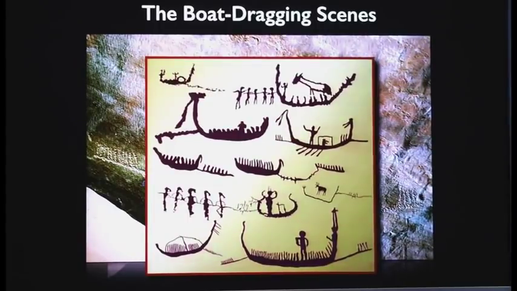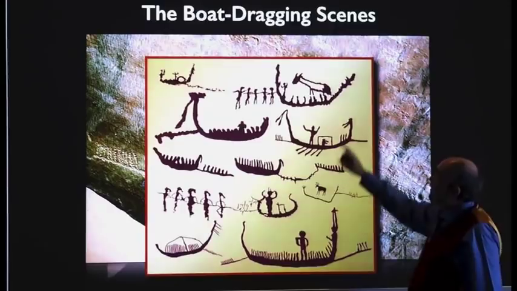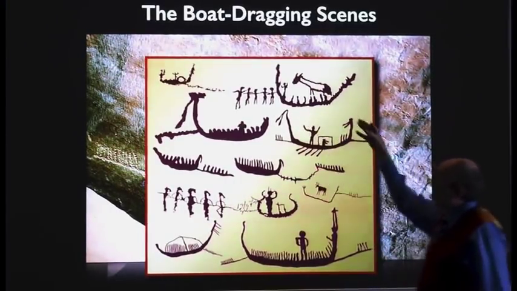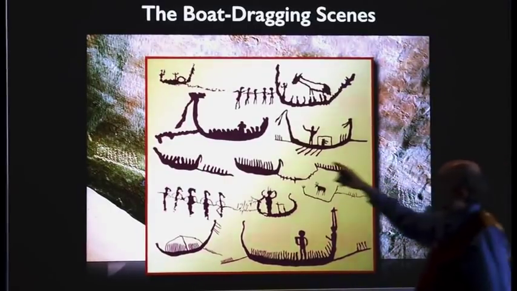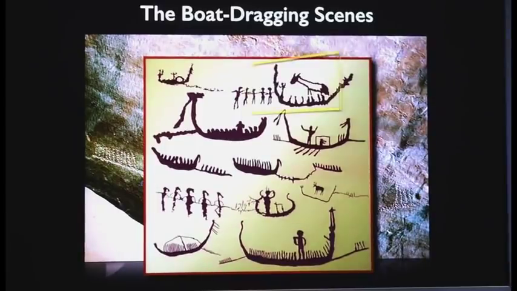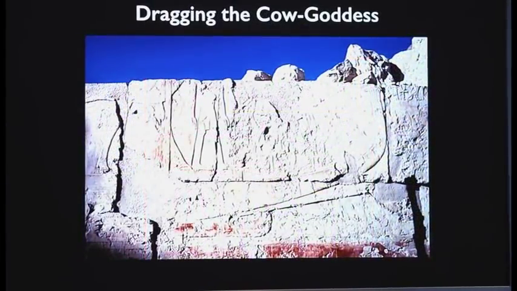These are typical examples of the type of boats we see. There are many different ones here. Some of them have bulls or cows represented in the boats, but you can see the general idea of the dragging. That one, remember for later. Oh, in fact, we'll do it now.